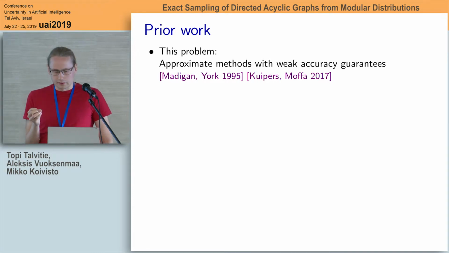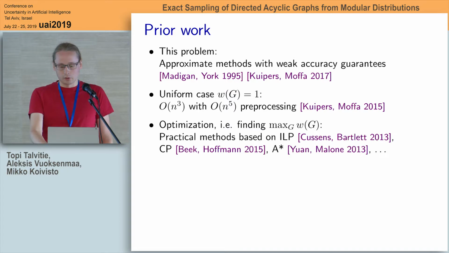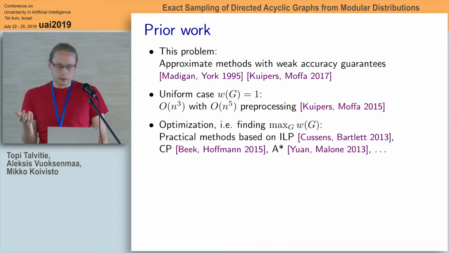The problem with those is that we don't know how long we should run the chain to get close to the distribution. Then also the uniform case, uniform sampling of DAGs, has been studied. We already have a polynomial time exact sampling scheme, but in this work, we improve the running time bound.